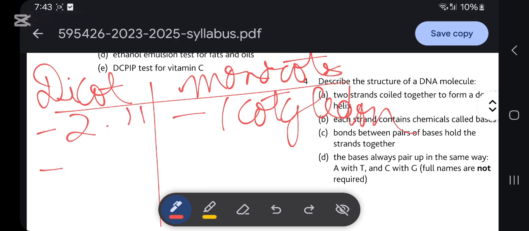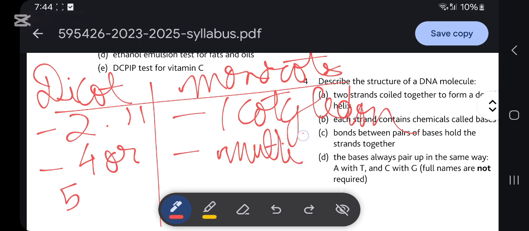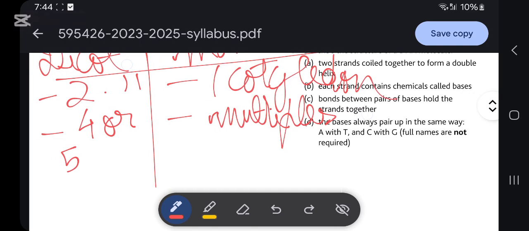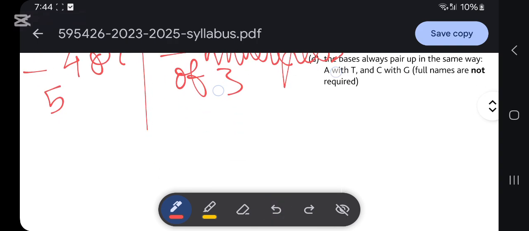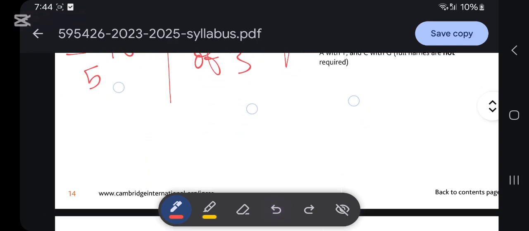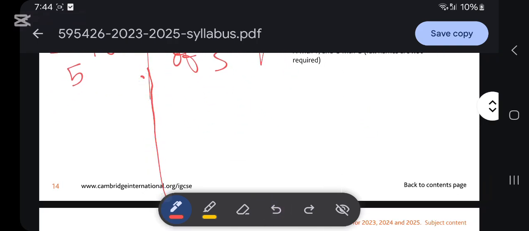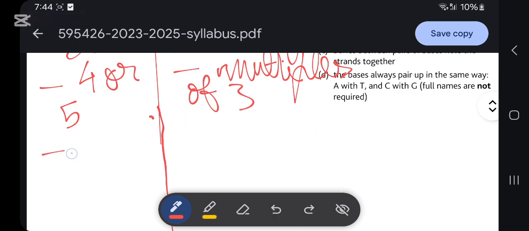Then next, dicots have flower parts like petals in multiples of 4 or 5, and monocots have flower parts in multiples of 3. Remember it's a multiple, so it can be 3, 6, 9 like that. I'm not writing in full because of course we don't have so much time. Then next you should know that dicots have a network of branched veins.